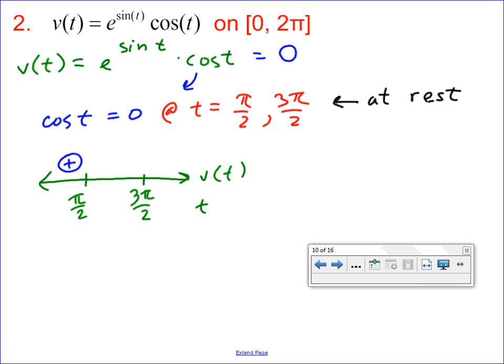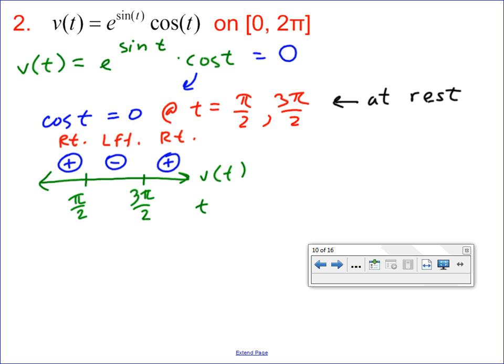If I pick a convenient time value in between pi over 2 and 3 pi over 2, I'm thinking pi. And if I choose pi, then cosine of pi is negative. So negative times the exponential positive overall is negative. A convenient value between 3 pi over 2 and 2 pi would be 7 pi over 4. At 7 pi over 4, cosine is positive. So I've got positive, negative, positive. And we could simply translate this into, in the interest of time, can I do this? Right, left, right, and not write the intervals? You're okay? Good.